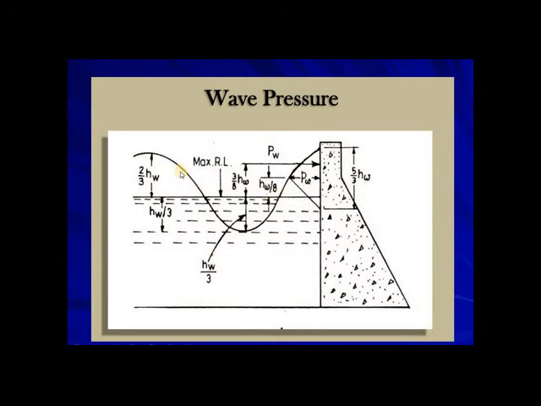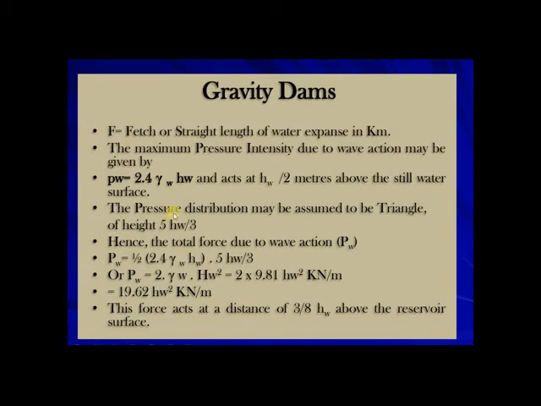So this is the wave, this is the trough, this is the crest, and this is the HW. From this one to this one, that is HW. 2 by 3rd part of HW is above the water surface, above this line, whereas 1 by 3 part of HW will be below the surface, and from the surface 3 by 8 HW, this will act as PW, and PW is also acting here at HW by 8. So the pressure distribution may be assumed to be a rectangle and a triangle, 5 HW by 3.